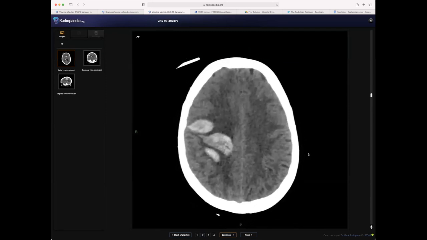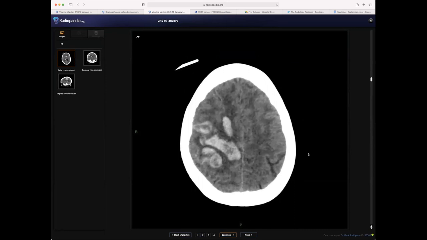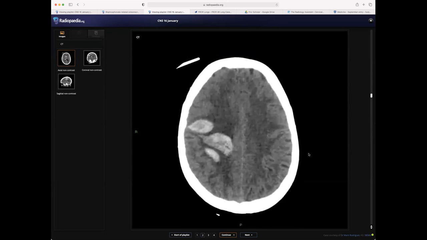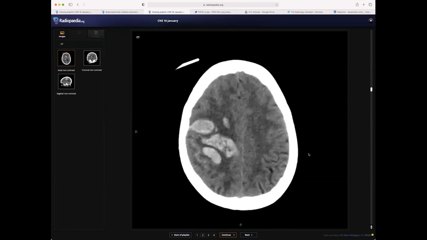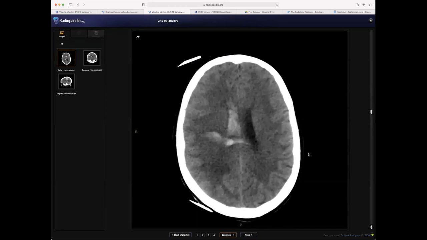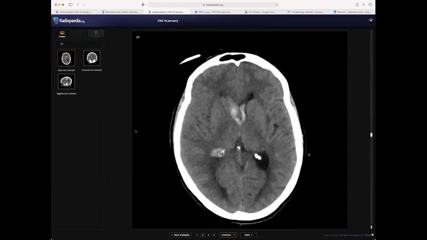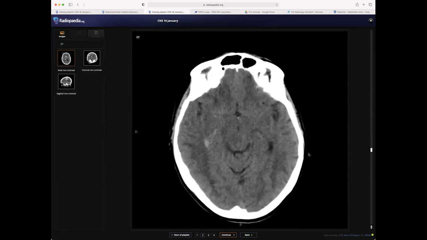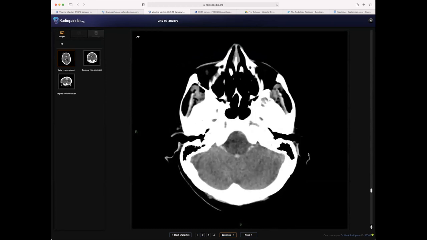The right ventricle is mildly dilated. Intraparenchymal hemorrhage is noted within the right frontoparietotemporal lobe with moderate surrounding edema and effacement of the brain parenchyma. So this is a case of intraparenchymal hemorrhage with intraventricular extension and associated mass effect. There is no evidence of uncal and tonsillar herniation in the given images.